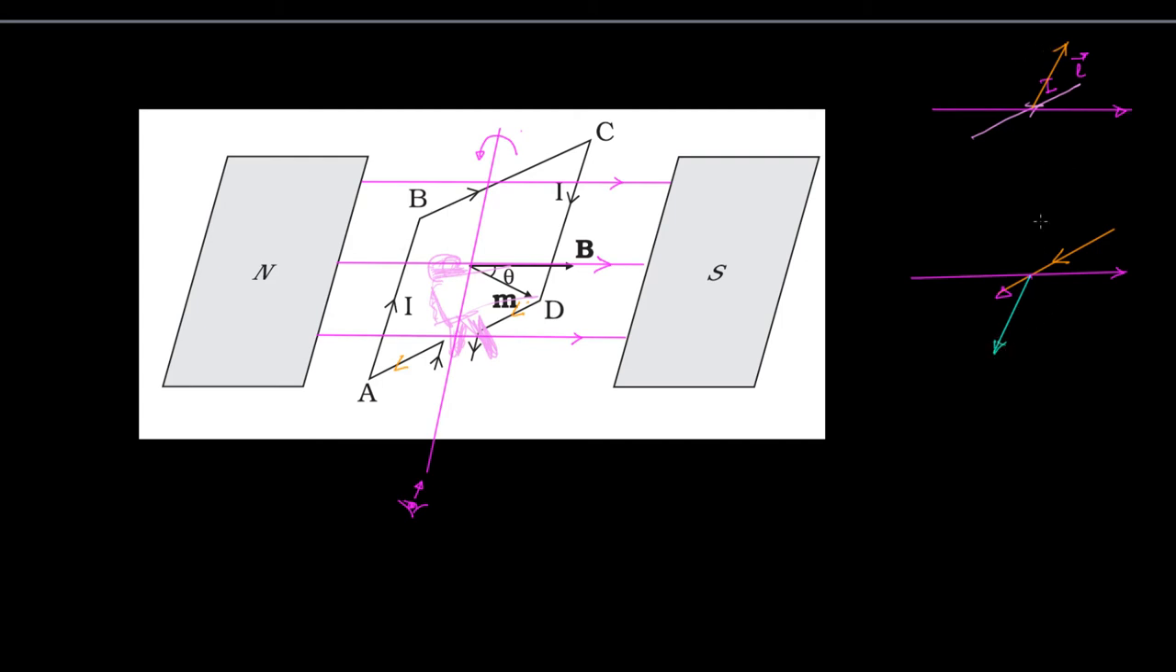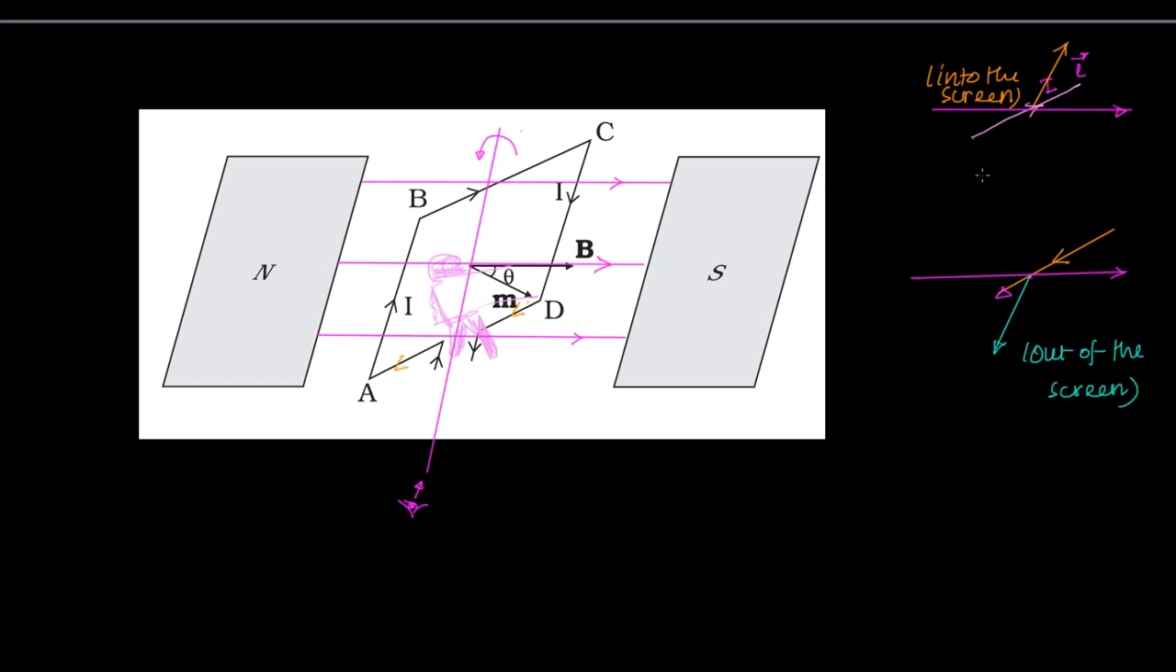This is into the screen. This is out of the screen. This is which side? Towards us. And this is into the screen. So what happens? They have the same value. So there is kind of a tug of war with equal forces, so there is no net force on this.